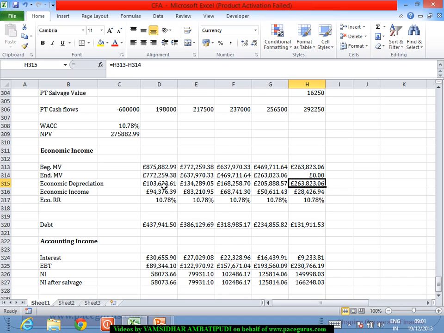All right. This is how we have to evaluate both these computations. In the initial years, we may find economic income much higher compared to accounting income. Economic income also helps us in deciding the weighted average cost of capital, because economic income divided by the beginning-of-period market value of the assets will produce the weighted average cost of capital itself.